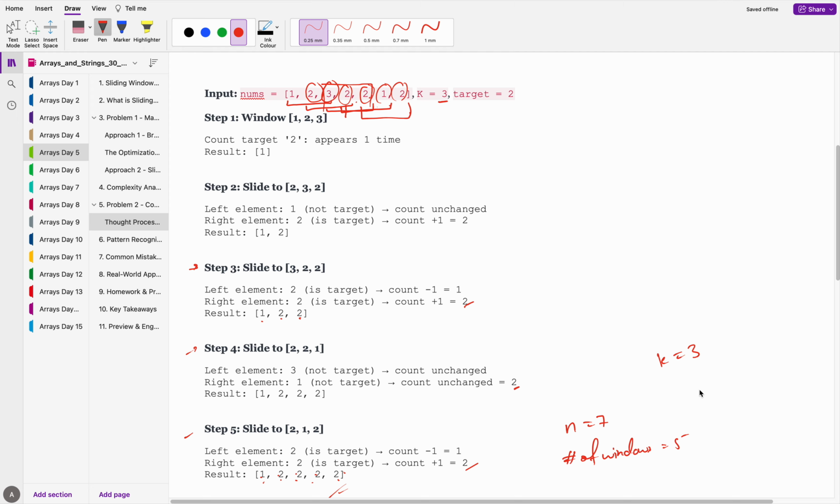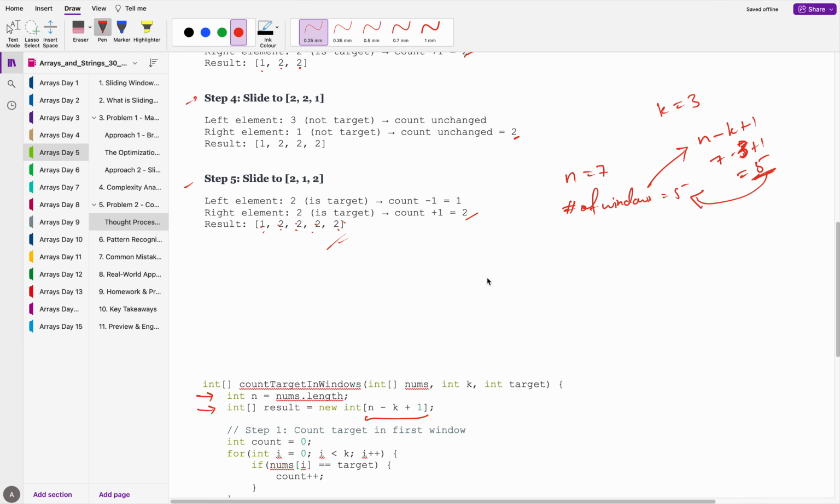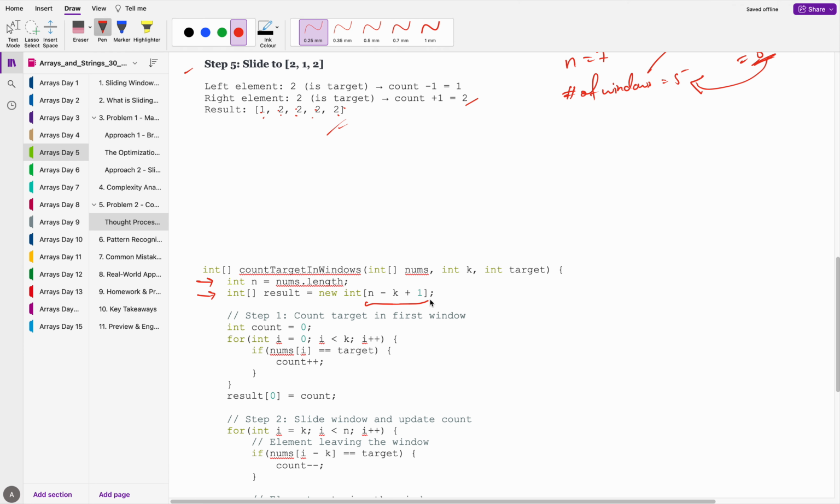k is 3. So obviously n minus k plus 1 is coming, sorry, total number of windows. Yes or no? Total number of windows is n minus k plus 1. 7 minus 5 plus 1. Okay. n minus k plus 1. Oh, k is 3. So 7 minus 3 is 4, 4 plus 1 is 5, which is equal to this. Okay. So this is how you can calculate the total number of windows that are going to be here.